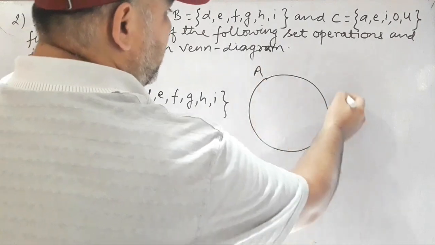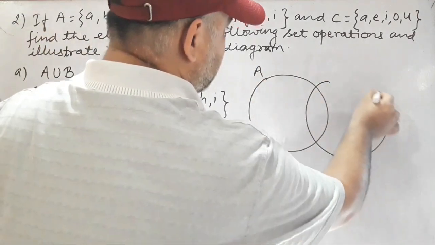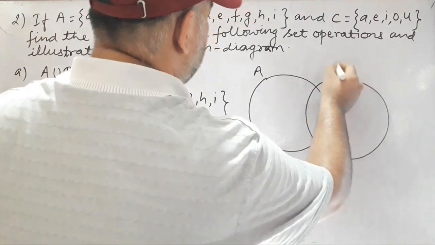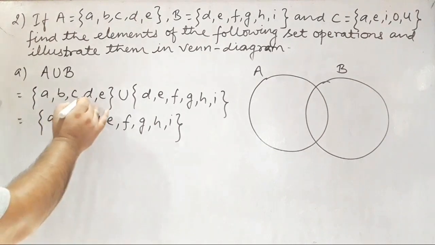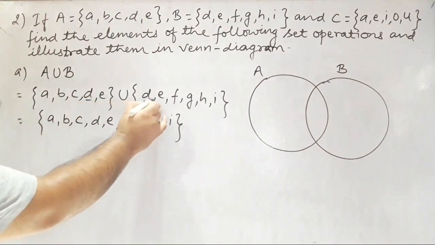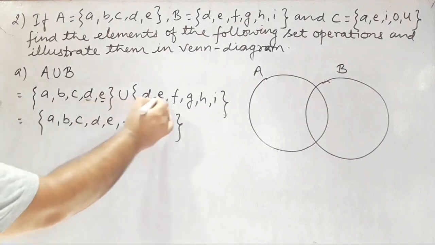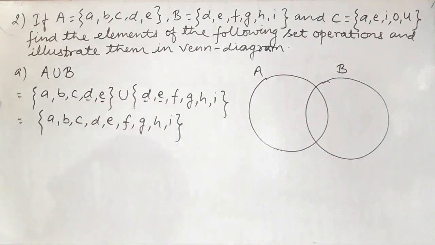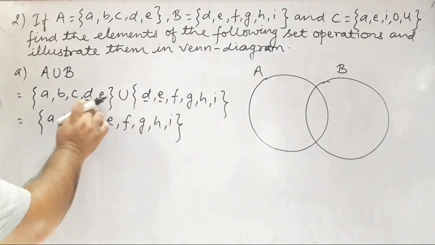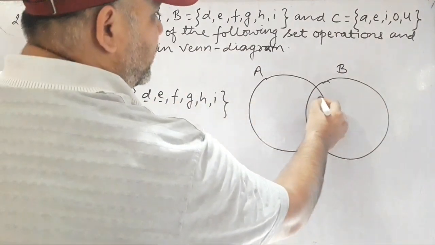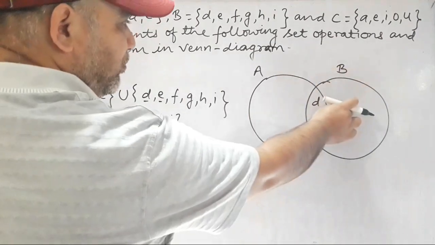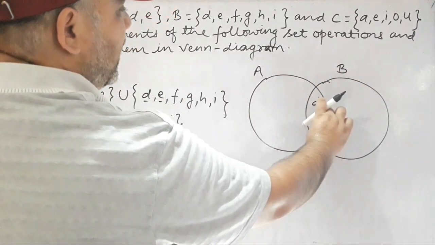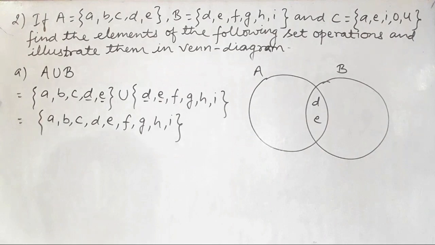This is set A and this is set B. They are overlapping sets because they have some elements common in them. So what are the elements common in them? Let us see. The element D and another element E. These two elements are common in them, so they lie in this portion. Since this portion belongs to set A as well as set B, D and E lie in this portion.